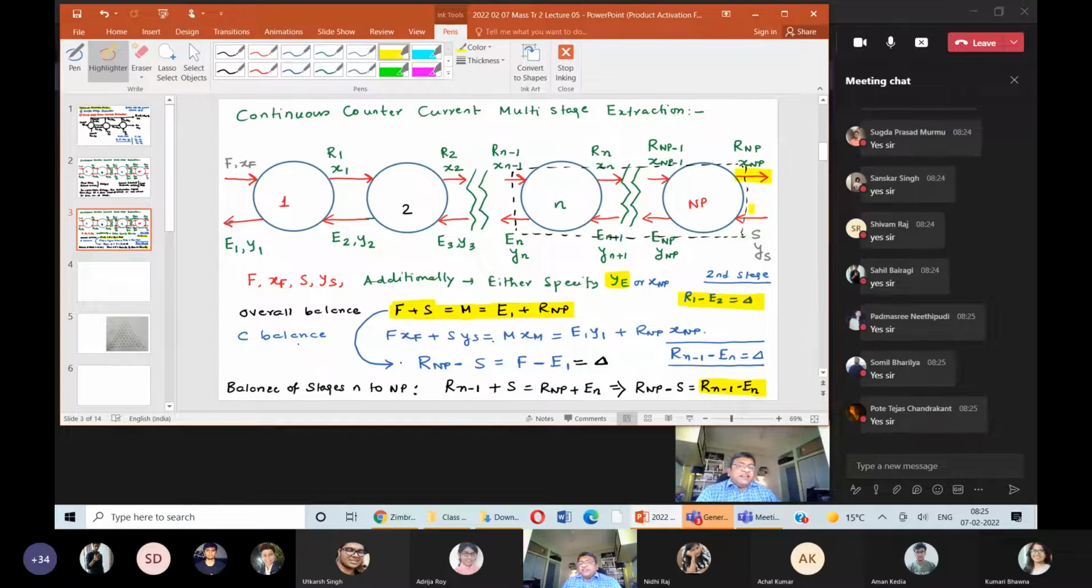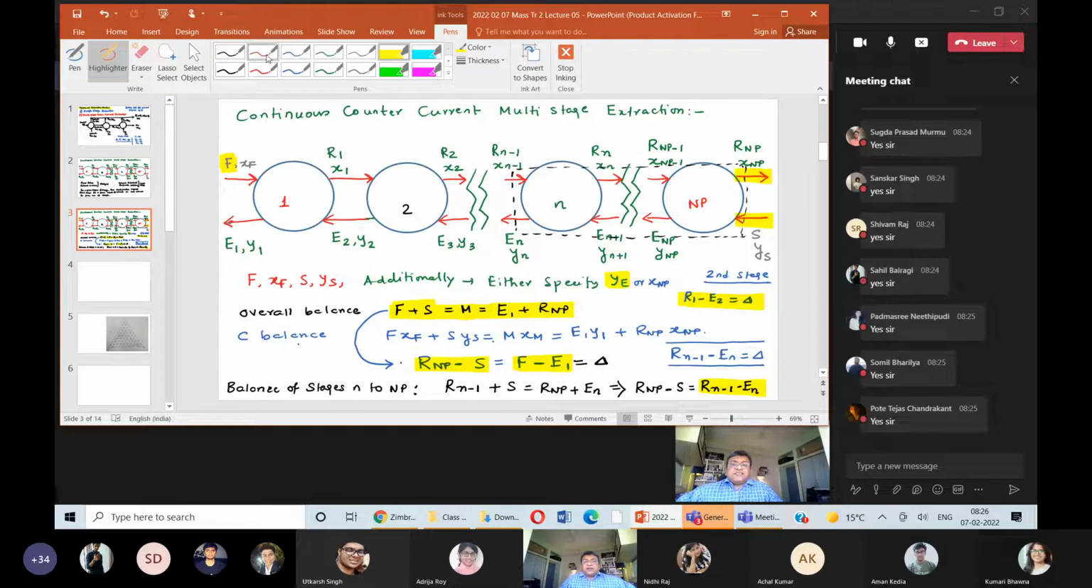R_NP minus S is the deficit or the difference, right? Difference towards the right side of the last stage. Or in other words, whatever is entering the last stage and whatever is coming out from the last stage. That is the physical significance of R_NP minus S. That's not the total flow, but a very unique way of looking at it. It's the differencing flow. Similarly, R_NP minus S is equal to F minus E1, which is again the difference in the net flow.